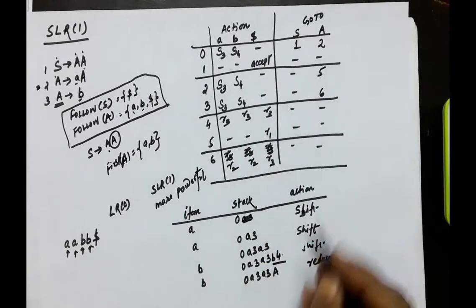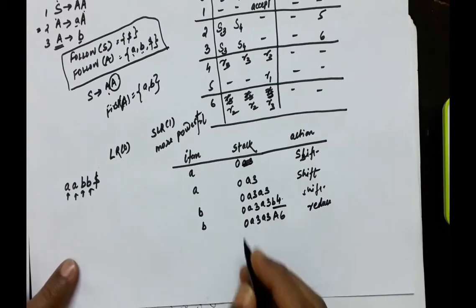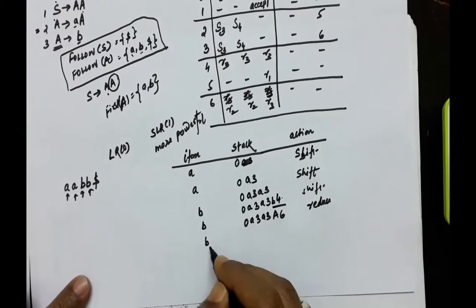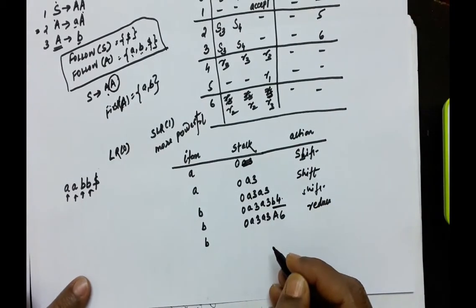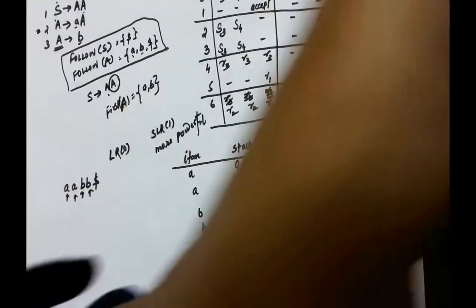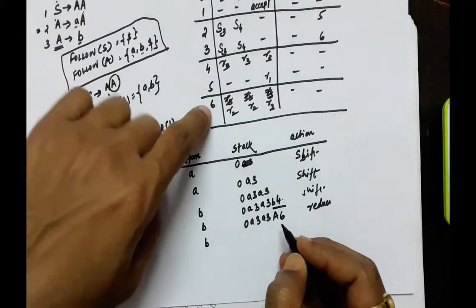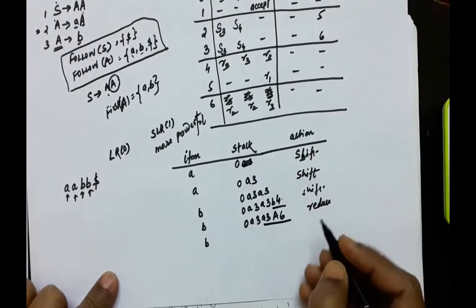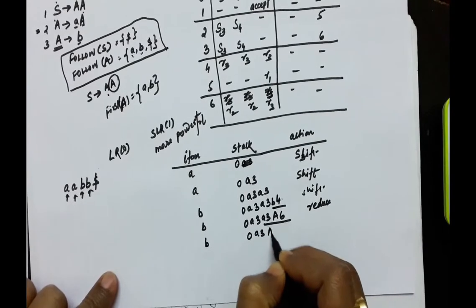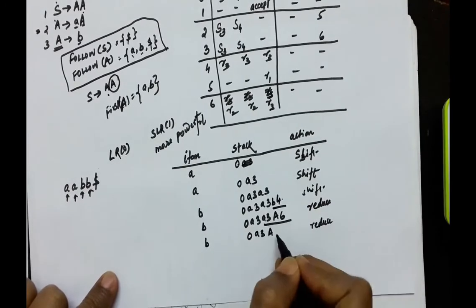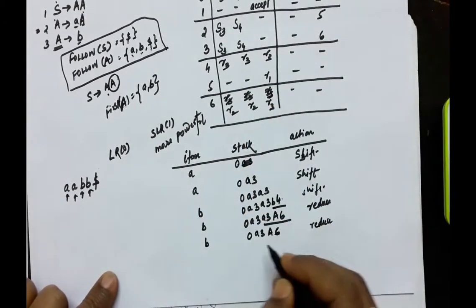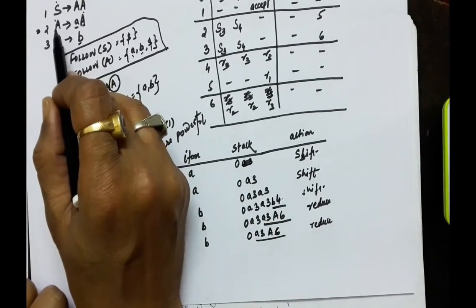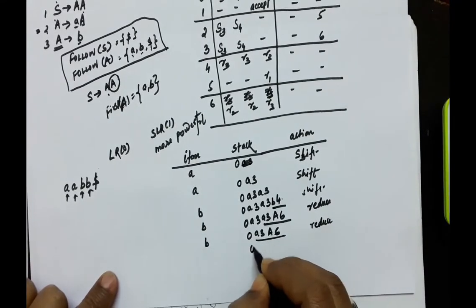Now 3 on A is 6, so we write 6 here. The symbol remains the same because we have not shifted anything onto the stack. So 6 on b. 6 on b is R2, which means we reduce by production number 2. Small a capital A, 4 items, are replaced by the left hand side symbol, capital A. Then 3 on A is 6. Again 6 on b is R2, so 4 symbols, because the second production is A produces small a capital A, are removed from the right hand side and replaced by capital A.